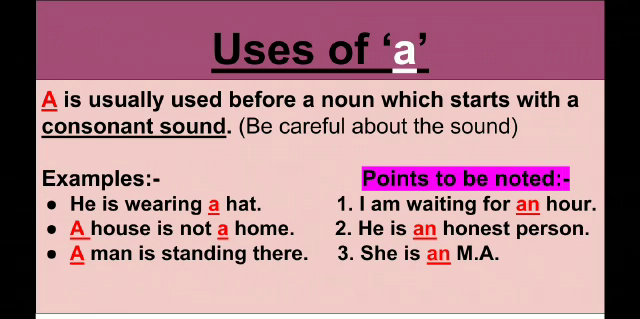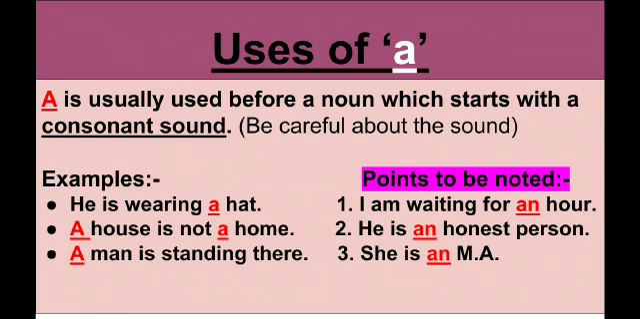Now coming to the examples. The first example: he is wearing a hat. The second example: a house is not a home. Side by side, we have to remember some points. The first example we have to remember: I am waiting for an hour. And the second is: he is an honest person.